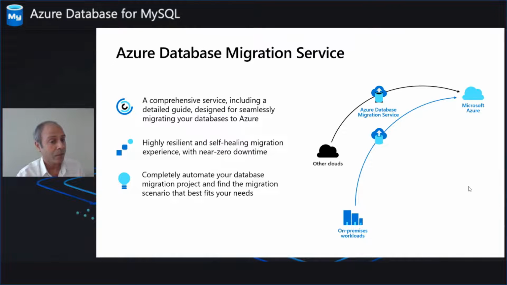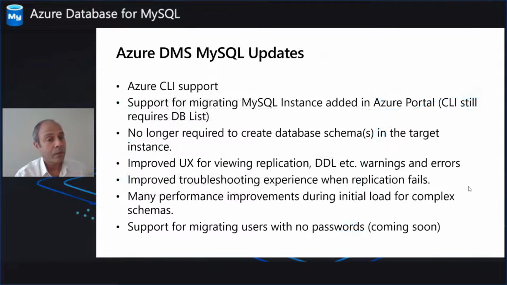It's an extremely resilient and self-healing migration experience. So if there is a network glitch or something, DMS will continue to try, and there is no interruption in the migration. We support both offline migration as well as near zero downtime migration. That's one of the common requests we see from customers. Over the last couple of months, we added multiple features in the MySQL migration use case. First is the support for CLI. So now on the MySQL side, we have CLI support, which customers can use to migrate MySQL databases to Azure.